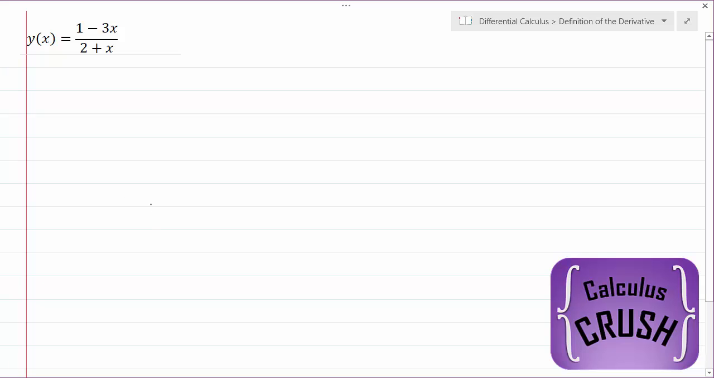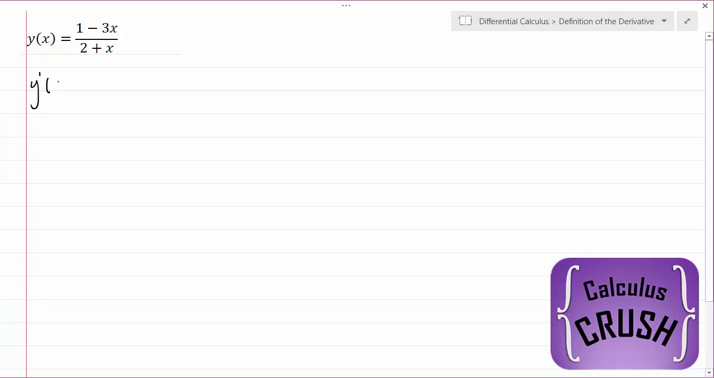Today we're going to be using the definition of the derivative to find the derivative of the function y of x equals (1 minus 3x) divided by (2 plus x). Now this question can be done quite a bit easier using the quotient rule because we have a function divided by another function. We're going to pretend we don't know the quotient rule and we're going to use the definition of the derivative.